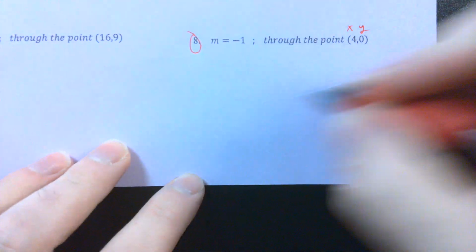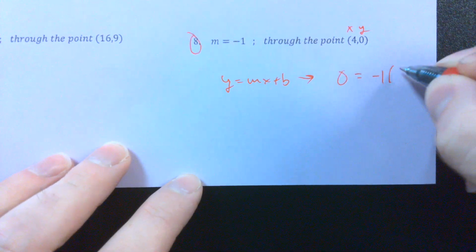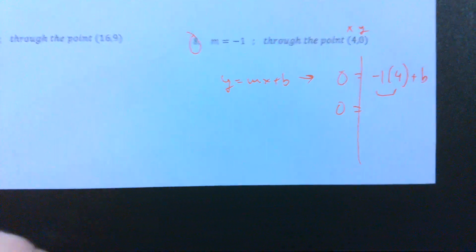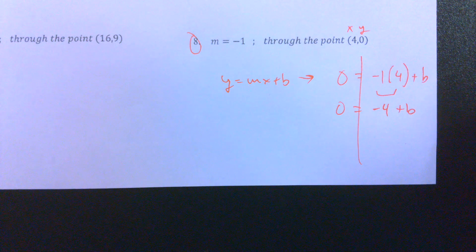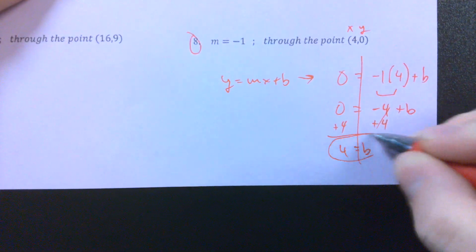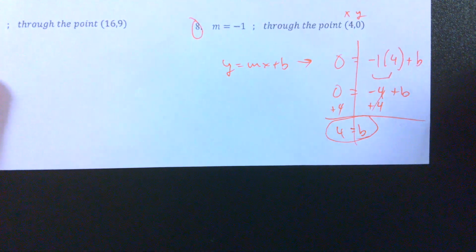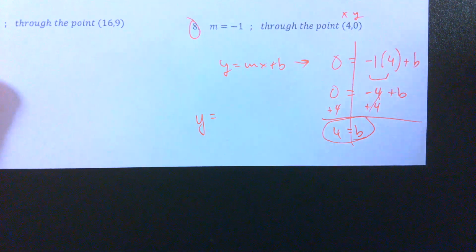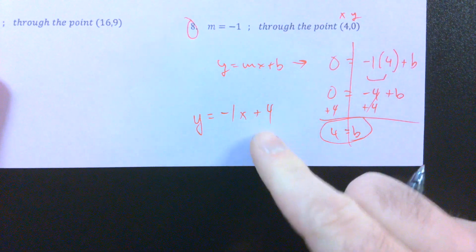All right, 4 is my x, 0 is my y. y is equal to mx plus b turns into 0 equals -1 times 4 plus b. What's -1 times 4? -4. And then what do we do on both sides, Eli? Add 4 to get rid of it. What's 0 plus 4? 4. Am I done? No, because I got to write the equation. So y is equal to, what's my m? -1 x plus 4.